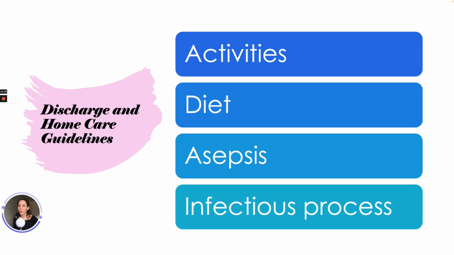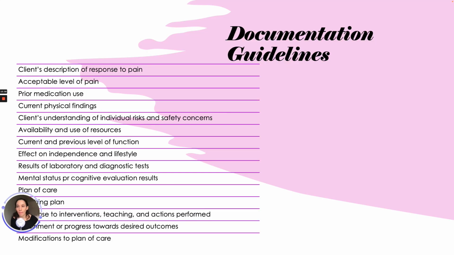Our discharge and home care guidelines will include activities, alternating rest and activity to conserve energy, providing a diet with healthy foods, using asepsis to promote reduction in infection, and educating on infectious processes, so identifying signs and symptoms of infection, and how to process and report to the physician properly.